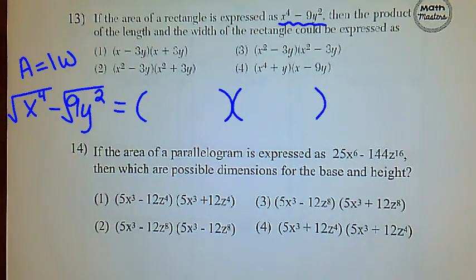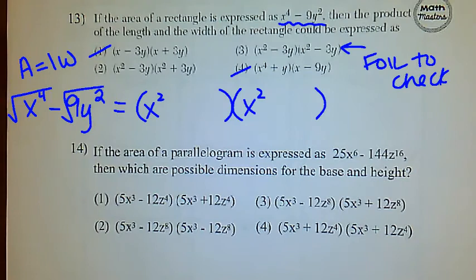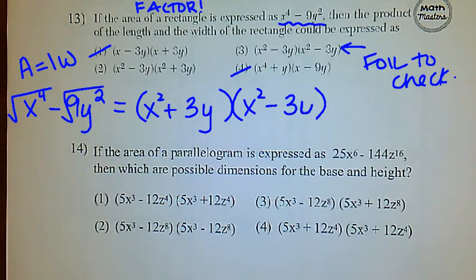So we do the first term, and we get x squared and x squared. So already we know 1 and 4 cannot be the answer. The next one I see, actually, that wouldn't work either. Remember, you can always FOIL to check, so you can go backwards. But the biggest thing here is to know that this is asking you to factor, because it doesn't actually tell you to factor, so make sure that you recognize that. So our answer is going to be 2.